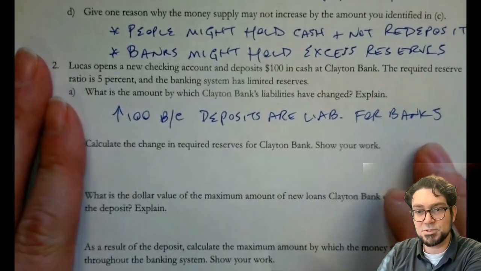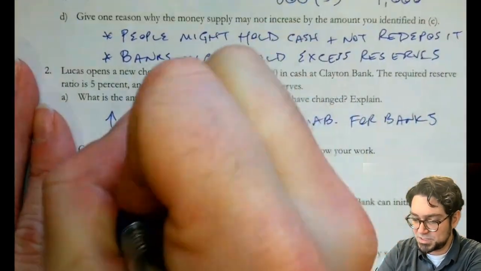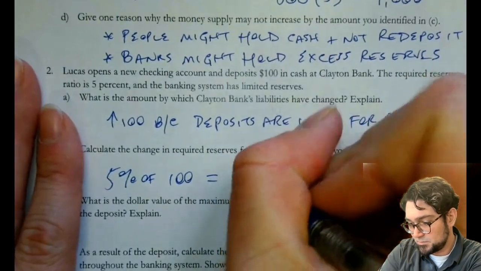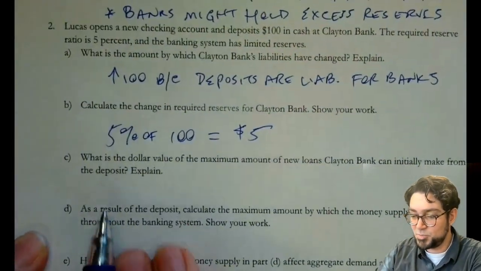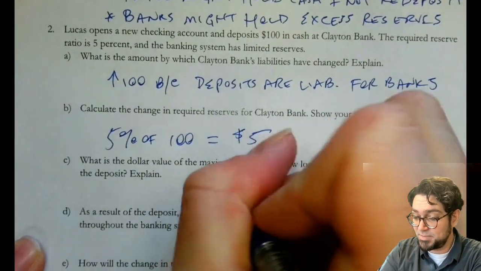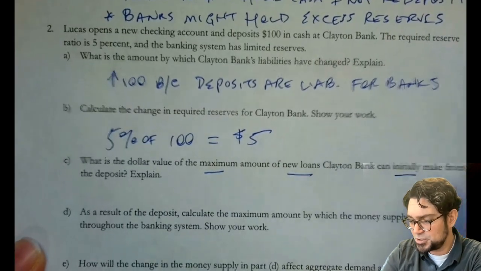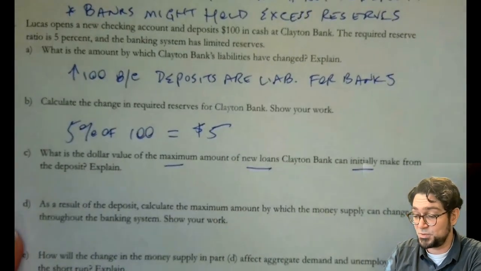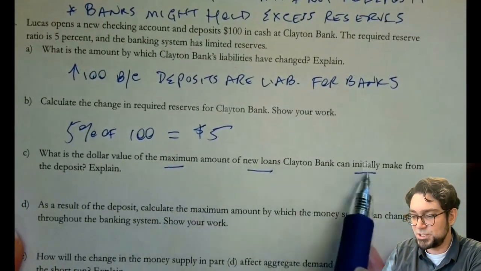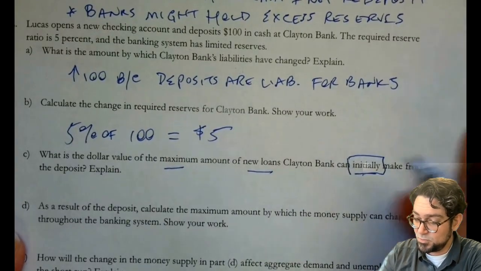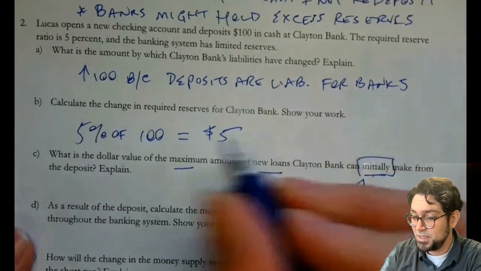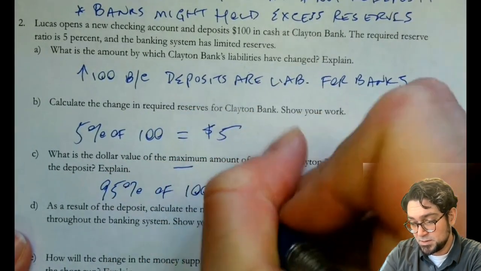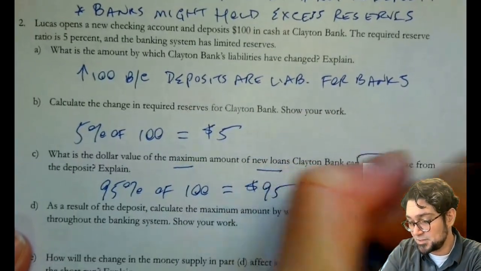Calculate the change in required reserves for the bank. Well, 5% of 100 equals $5. Letter C, dollar value, the maximum amount of new loans that they can initially make from the deposit. So this one's a little bit tricky just in the verbiage, right? But it's saying not the maximum possible change in the whole system, but initially what they can make. That's the key word here. And so they can lend out 95% of the 100, which is equal to $95.